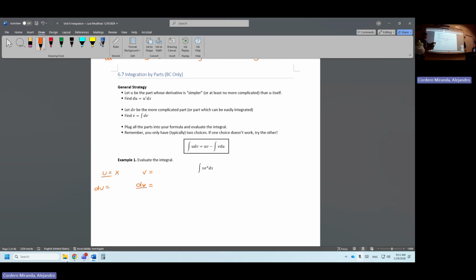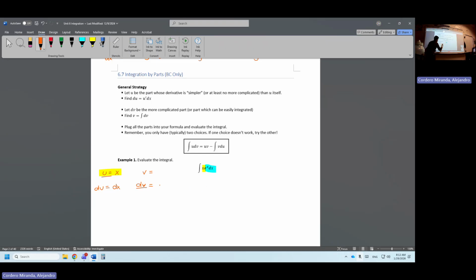Because here's what I'm saying, when I take du, now that du is 1 dx, which is one step simpler. So 1 dx turns to just dx. And then once you choose your u, you don't really have a choice for dv. dv should be everything else that you see in the integral. So in this case, that would be this e to the x dx.